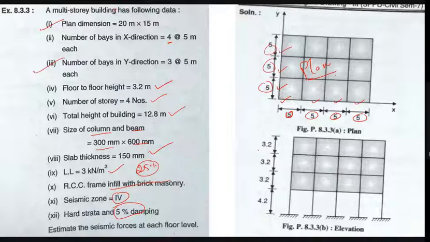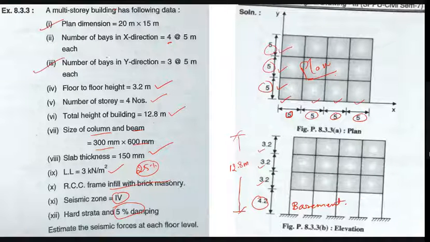So each floor he has given 3.2, 3.2, 3.2, and basement it is 4.2. That is total height he has given 12.8 meter. A number of stories he has given, just provide 3.2 for each, and the remaining will be for the basement.